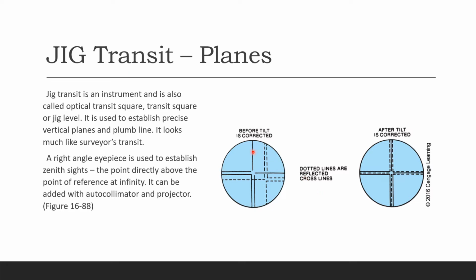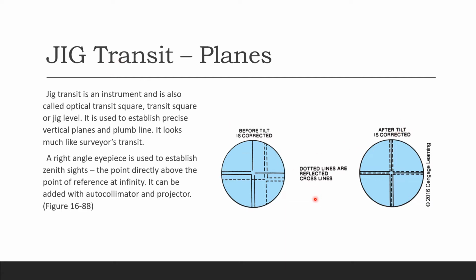When you look at it right here, this is before tilt is corrected, and this is after tilt is corrected, all different. You can see the crosshair line right here completely aligned. Here you can see the deviations. The dotted lines are the reflected cross lines, so these are just for the reflected images. And here, see, our original crosshair is completely lined up after the tilt. So what are you tilting? You're tilting your JIG transit.